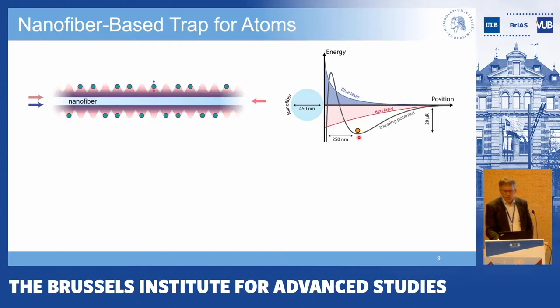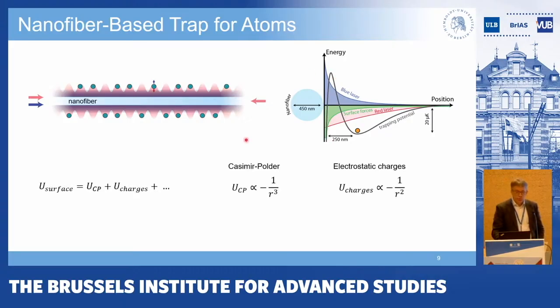And now, in addition, when you look closely here, our atom will feel a very strong attractive force when it gets close to the fiber. These are the so-called surface forces, okay? The surface force is a very short range but very strong attractive force, which will always win over the light-induced forces. And the surface force is, in our case, composed of two parts: the Casimir-Polder potential and the potential due to charges on the fiber.